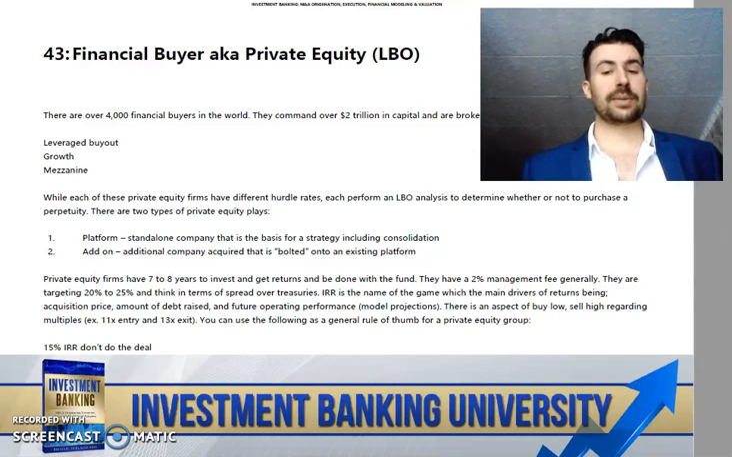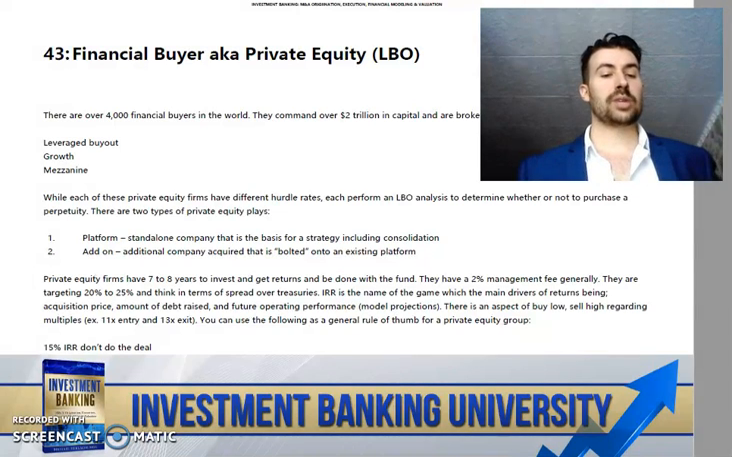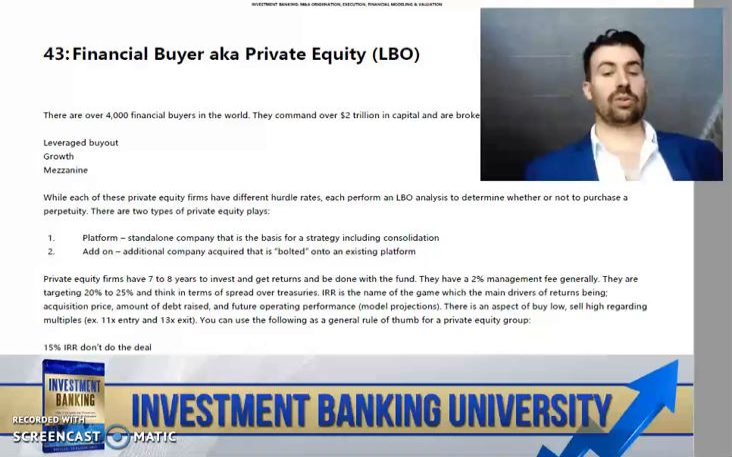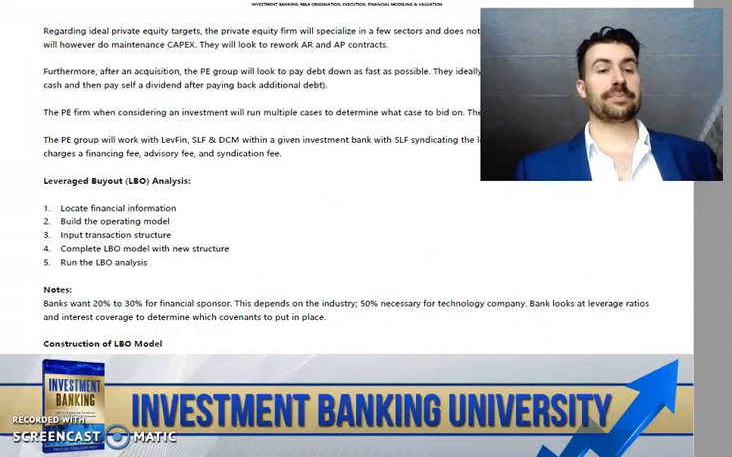There is an aspect of buying low and selling high regarding multiples, for example, an 11 times entry and a 13 times exit. And you can use the following as a general rule for a private equity group. If there's a 15% IRR, don't do the deal. 20% IRR, you're going to most likely think about doing the deal. And 25% IRR, you definitely have to do the deal.